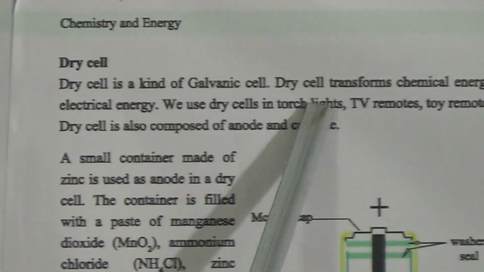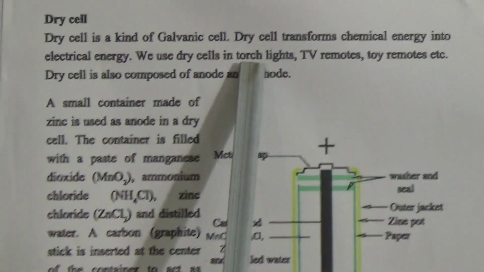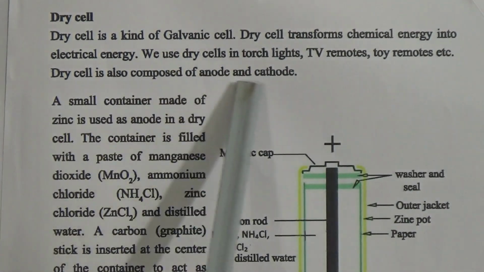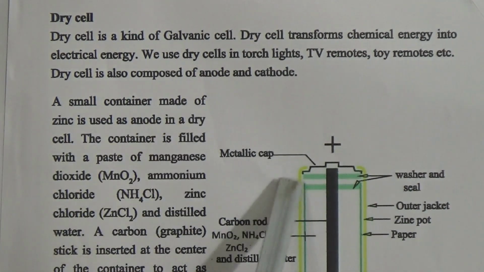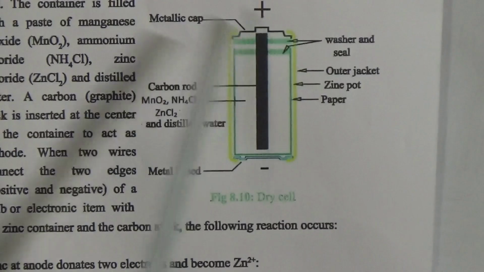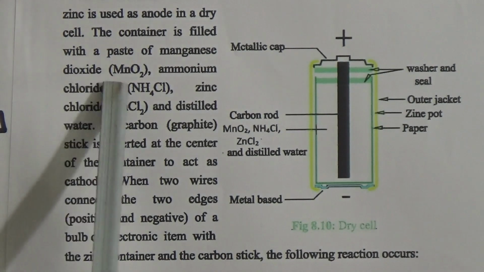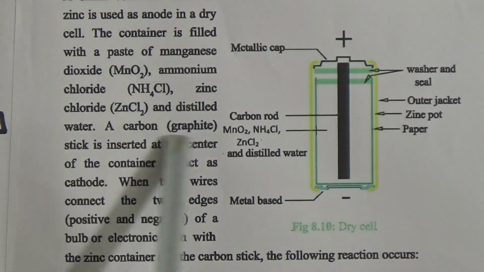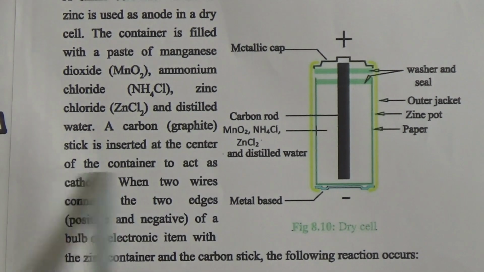Now come to the dry cell. Dry cell is a kind of galvanic cell. Dry cell transforms chemical energy into electrical energy. We use dry cells in torch light, TV remote, toy remotes, etc. Dry cell is also composed of anode and cathode. A small container made of zinc is used as the anode, and the container is filled with a paste of manganese dioxide, ammonium chloride, zinc chloride, and distilled water. A carbon, that means graphite stick, is inserted at the center of the container.